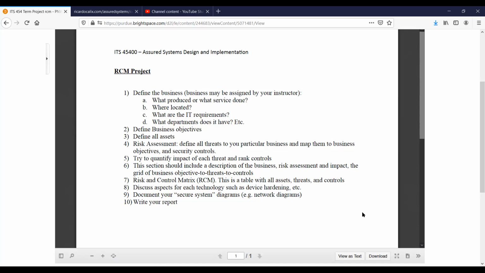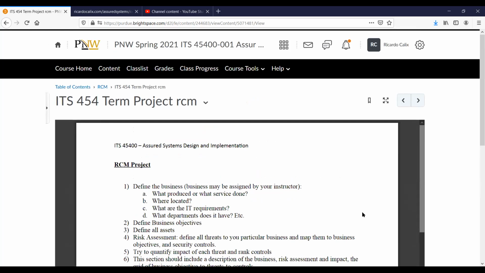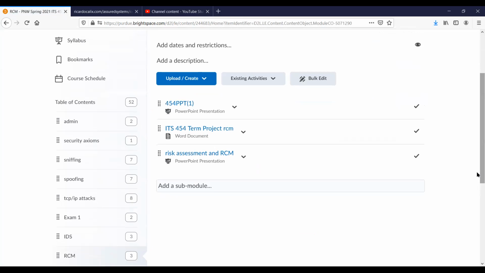So at this point, if you want additional information on the risk assessment, like more definitions, etc., there's an additional set of slides here that you can take a look at. It's got more information, but I think it's pretty self-explanatory, so you can just read through that document.